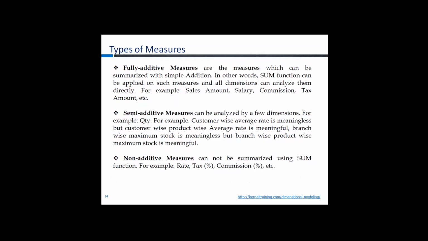Sometimes it is possible that in a single fact table you combine all three types of measures. Means you keep the quantity, rate, discount, percentage, everything in the single fact table. In that case, you have to identify the base dimension and then keep the rest of the dimensions. Okay, so these are the types of measures.